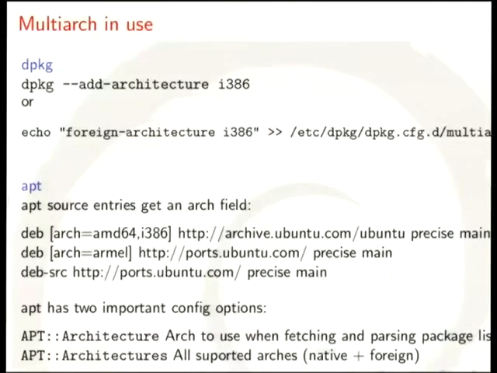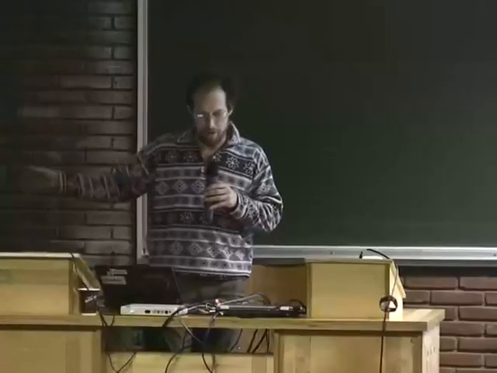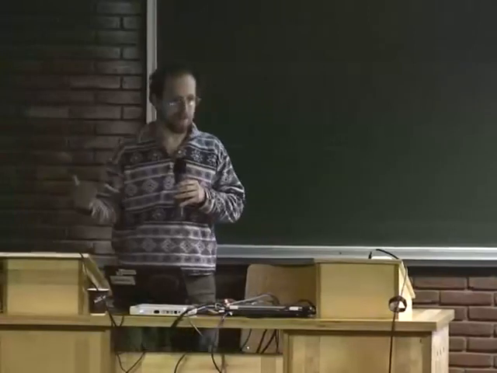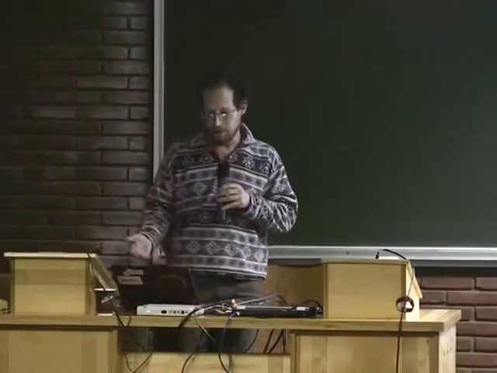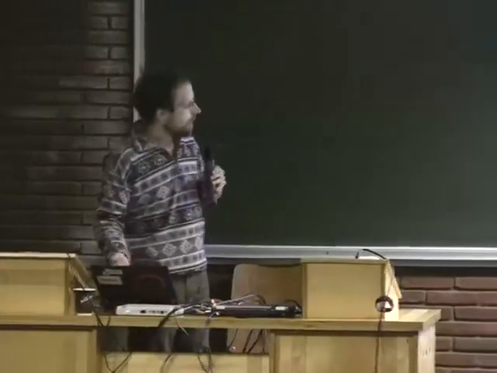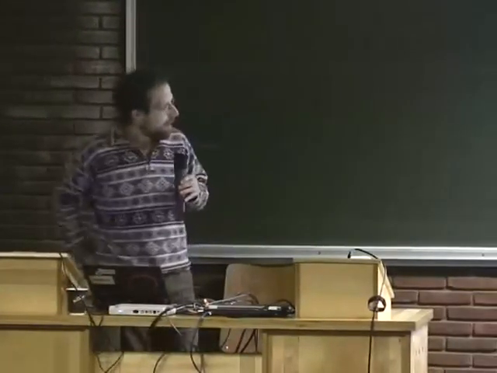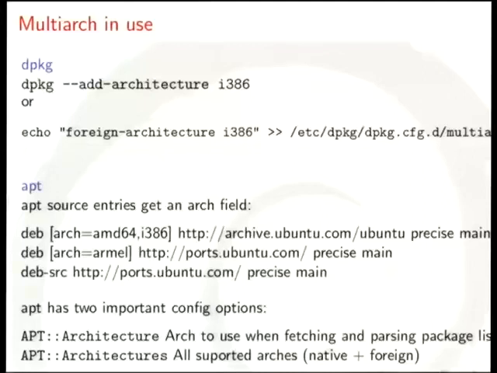So that now means that dpkg will consider or allow packages of another architecture to be installed. In practice, you use this through apt. So you have to tell it where it can get packages from. I imagine most of you are familiar with the apt source lines telling you where you can get stuff from, and now you just qualify them with which architecture is available from which sources.